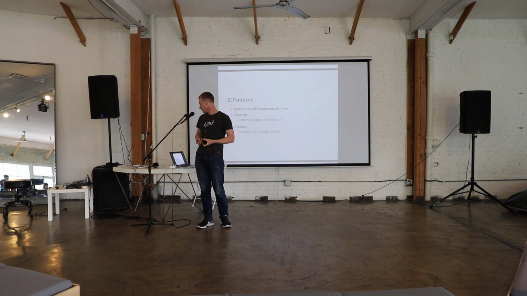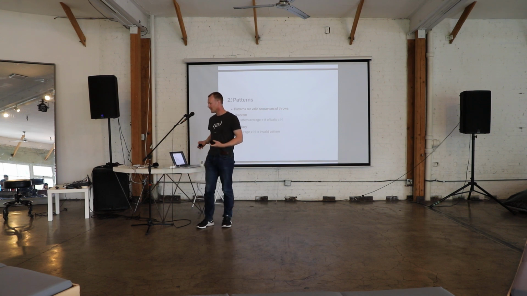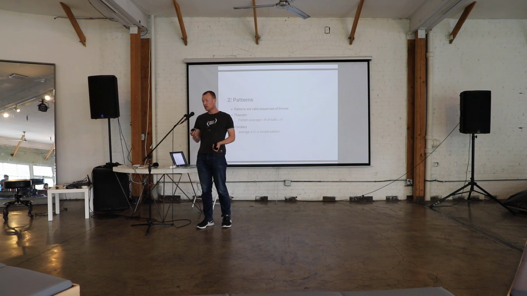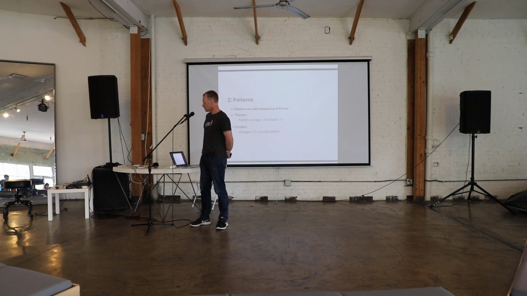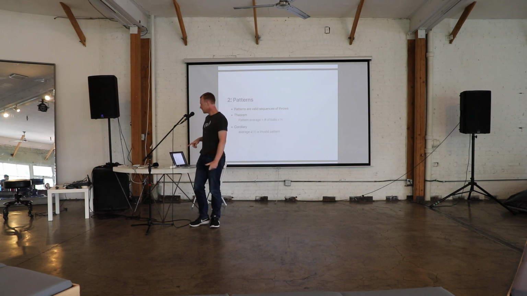Patterns. Patterns are just valid sequences of throws, right? So 3-3-3-3-3 is a valid pattern. 3-3-3-4-2 is also valid. 4-4-1, that's valid. 5-1. I already mentioned this theorem, okay? If you have a valid pattern, then it has to average out to the number of balls you currently have. Taking the contrapositive gives a nice corollary: if the average of a pattern you wish to throw is not a natural number, then you're never going to be able to throw it. That can't possibly be a valid pattern.